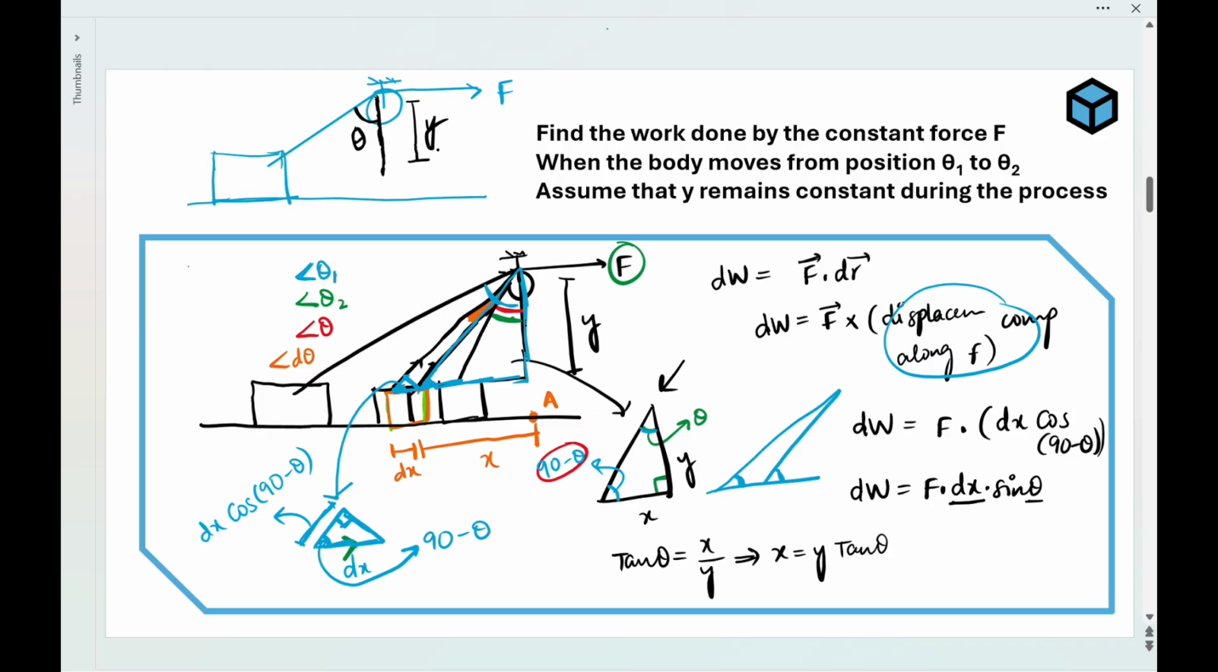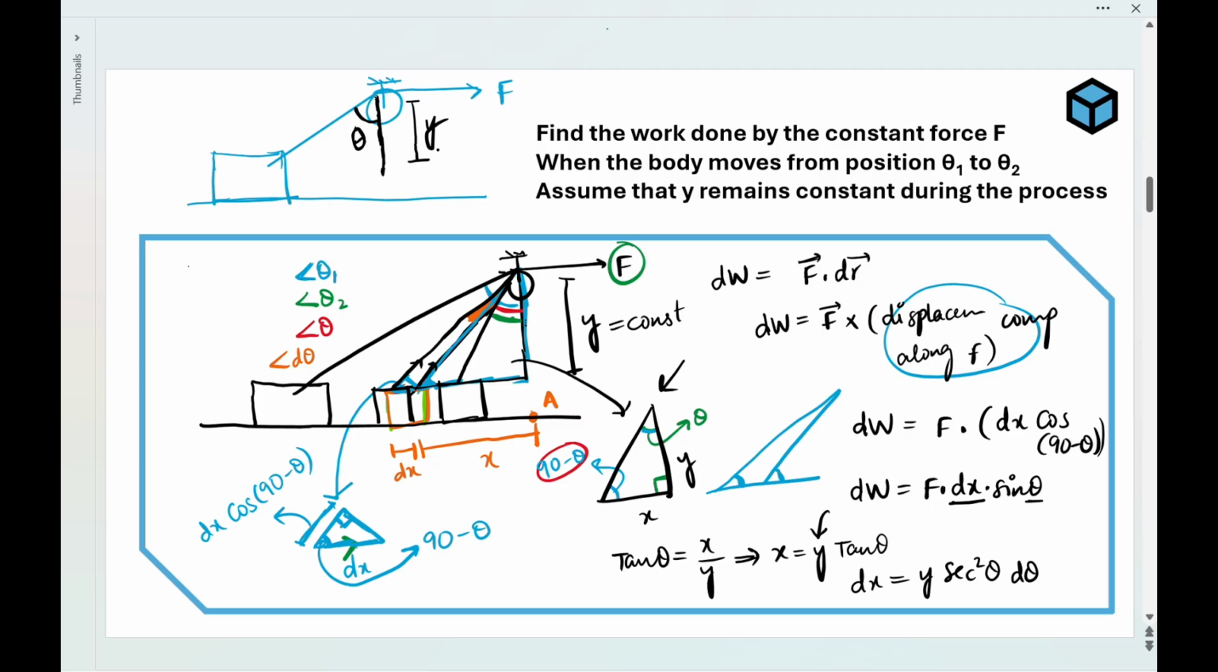So differentiate on both sides. We will get dx equal to, here y is constant. That's the important point. While differentiating, we will just treat it like a constant, not a variable, and keep it aside. By differentiating tan theta, we will get secant square theta into d theta.